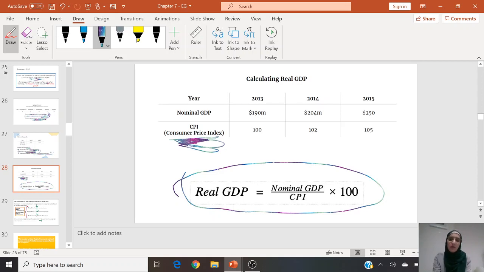Just memorize this, please. And I want you guys to pause the video now and really just calculate the real GDP for 2013, 14, and 15, please. Again, all you need to do is just plug in the values in the formula and then you'll just get the answer.